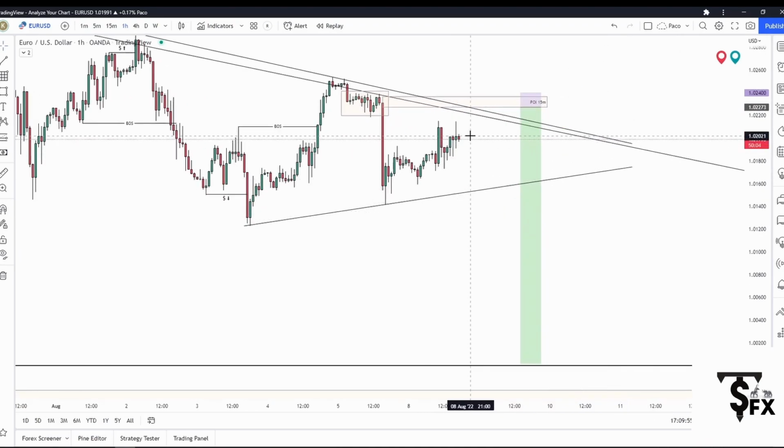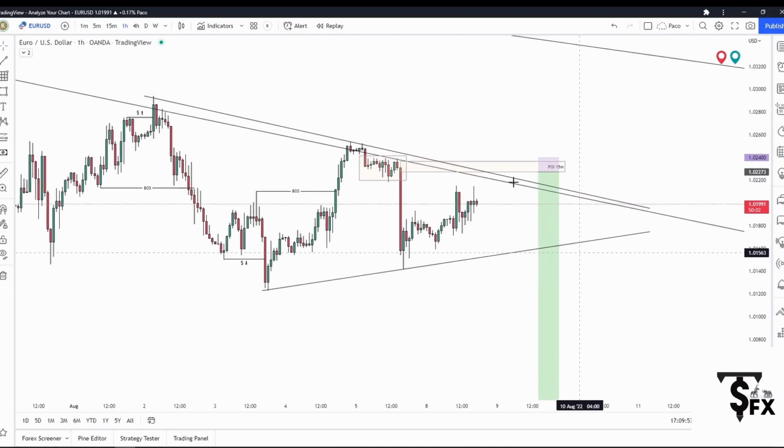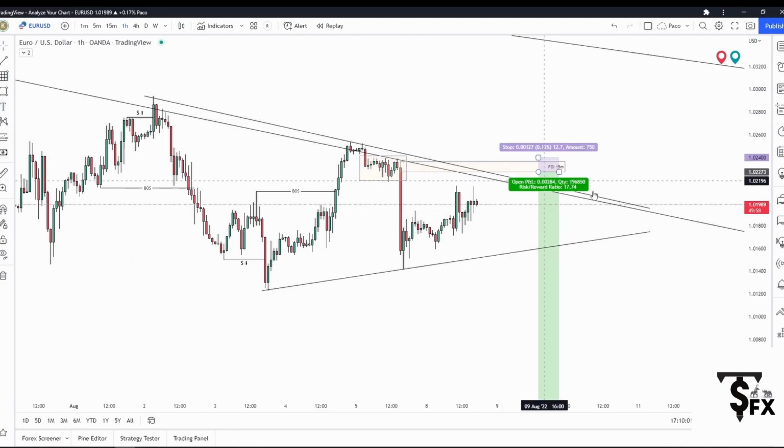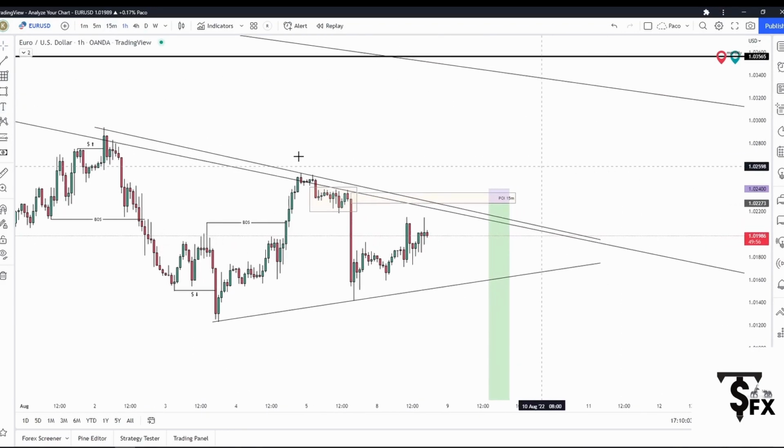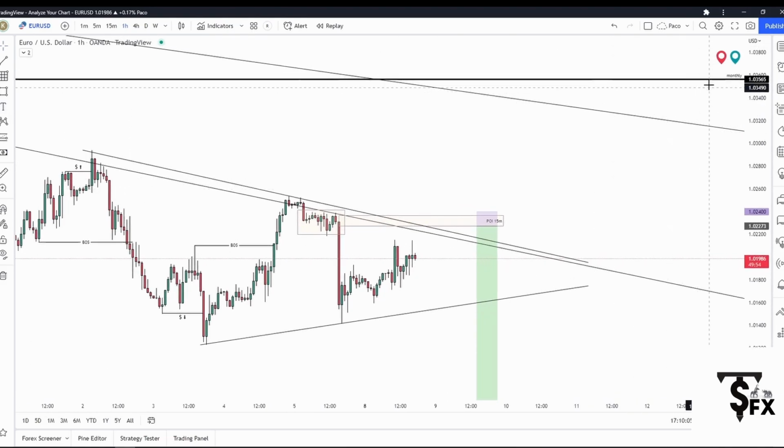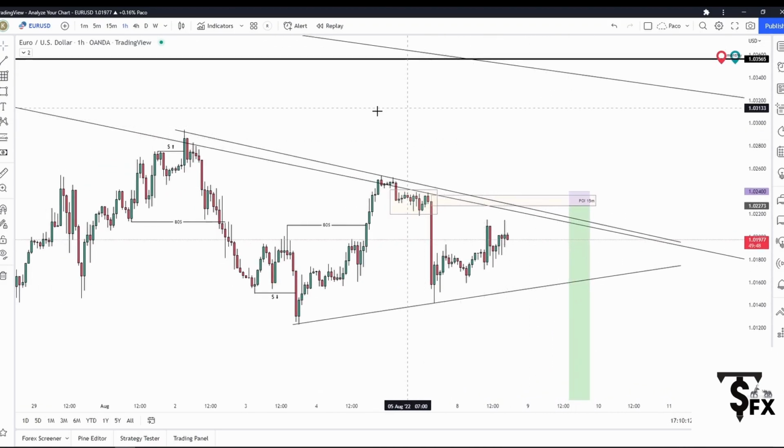We think the price will do this way, but if not, if the price breaks this trend line, this triangle, we expect to go to the monthly level, to the 1.03565. Okay, now let's move to the Pound-Dollar.